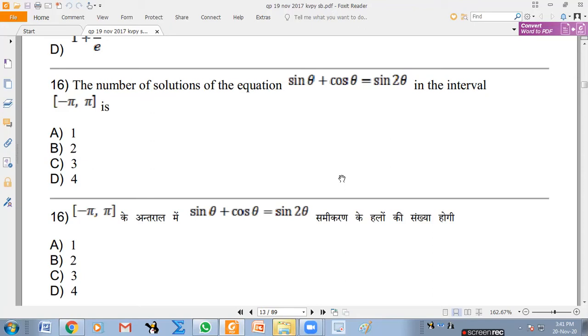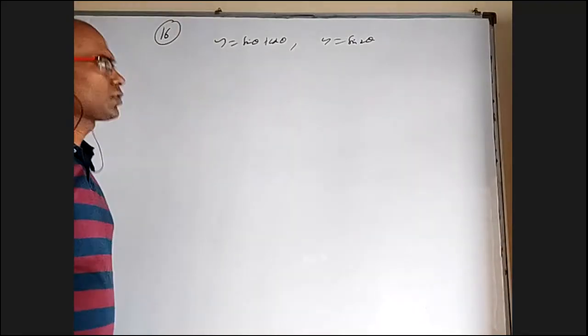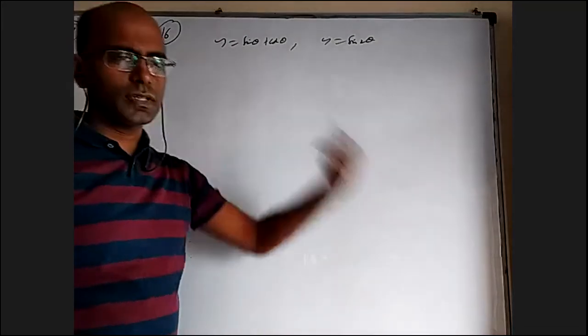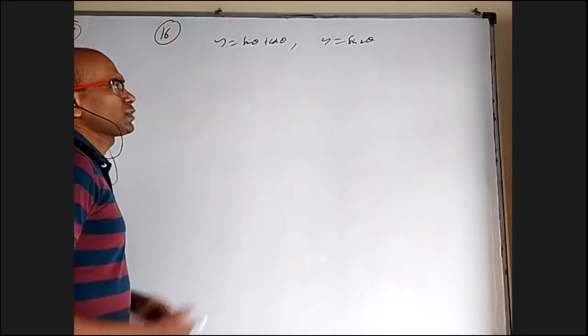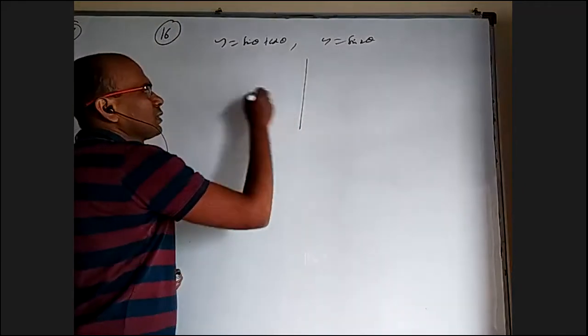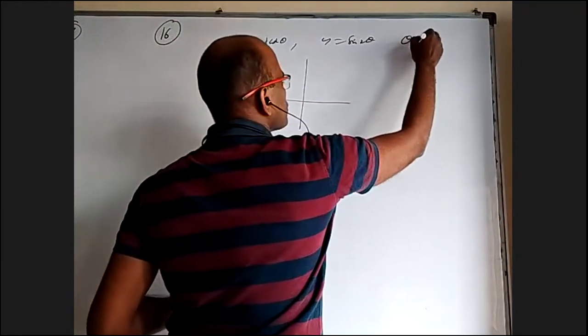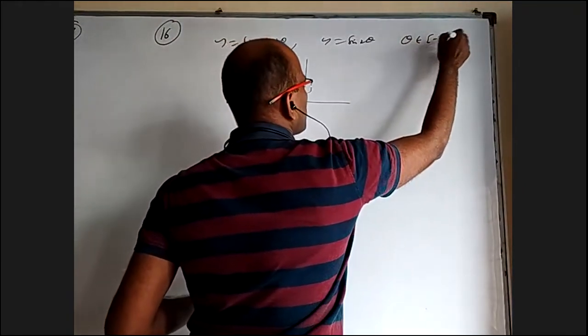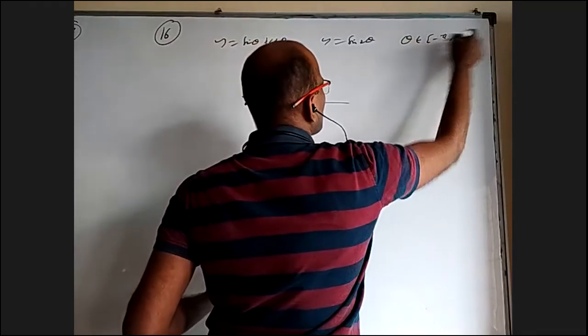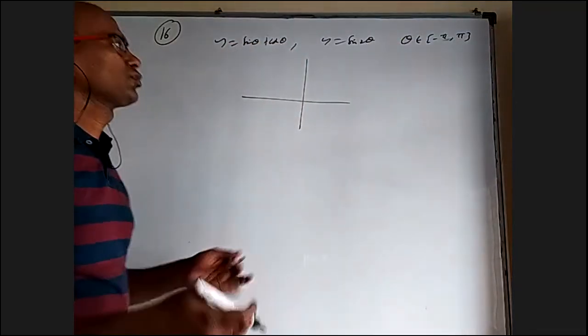So one option is you can take y equal to sine theta plus cos theta as a separate graph, y equal to sine 2 theta graph, and draw between minus pi to pi and just see how many times they're intersecting. So we're going to draw the LHS graph, RHS graph, and see how many times they're intersecting. Sine 2 theta is very easy because when theta belongs to minus pi to pi, 2 theta belongs to minus 2 pi to 2 pi, two waves.